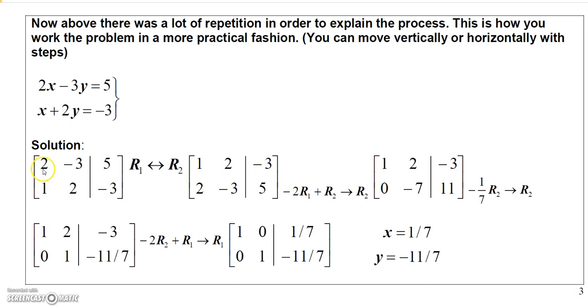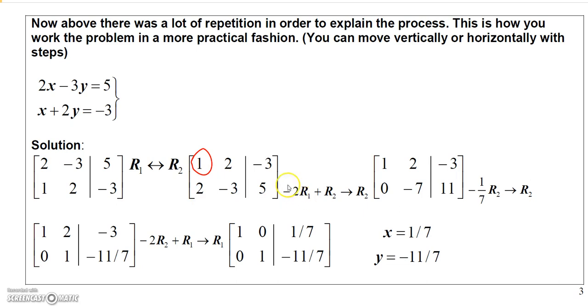Well, since I need a 1 right here and I have a 1 below it, all I have to do is just swap these rows. So I'm going to take row 1 and swap it with row 2, and that'll put the 1, the 2, the -3 in the first row, and the 2, the -3, and the 5 in the second row. Okay, so now I need to multiply this by something so that when I add it to row 2, it cancels the 2, and that would be -2.